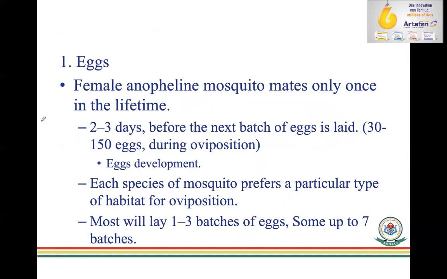So these are the stages. You've seen these ones. The female Anopheles mosquitoes mate only once in their lifetimes. They can spend 2 to 3 days before the next batch of eggs is laid. And the sperm that they received from the one mating is going to help them lay several batches of eggs. It can be 1 to 3 batches, and sometimes, depending on the species, up to 7 batches, which are like 150 to 300 eggs every time they lay, just from one sexual intercourse they've had.